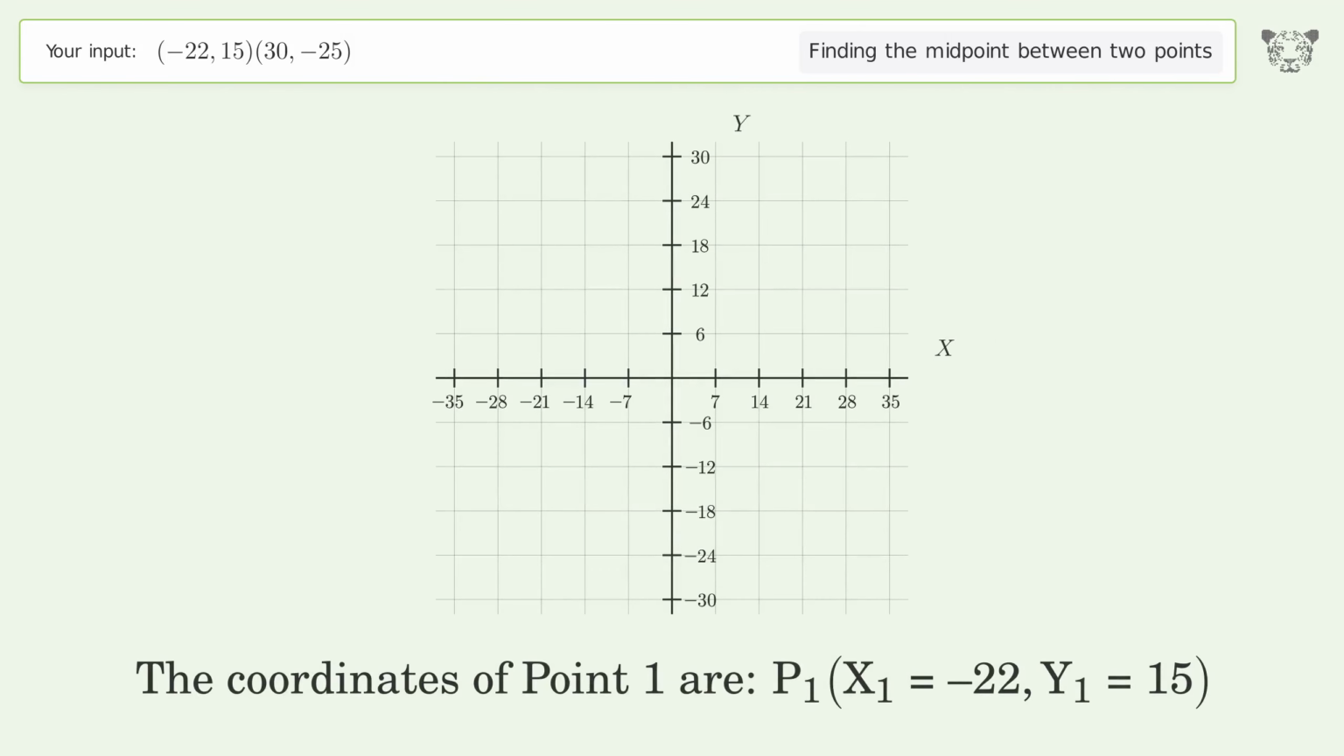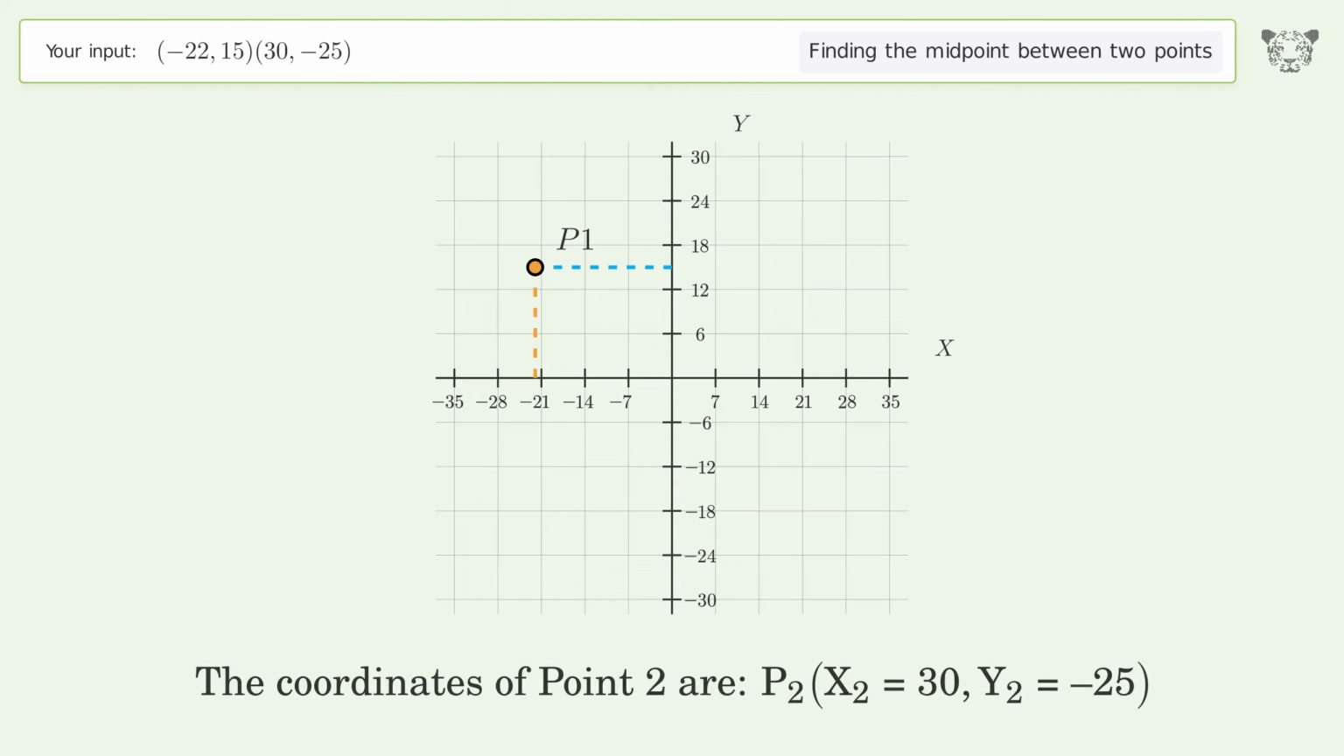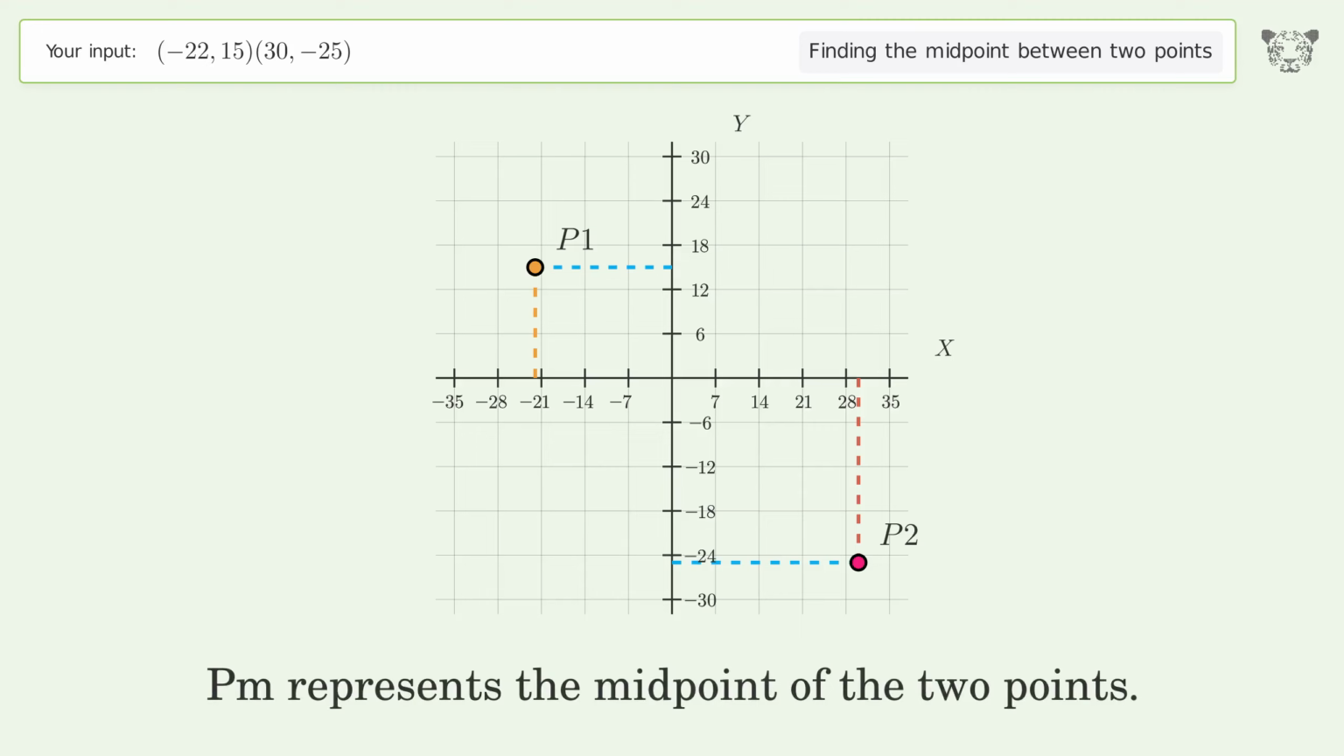The coordinates of point 1 are, x1 equals -22, y1 equals 15. The coordinates of point 2 are, x2 equals 30, y2 equals -25. PM represents the midpoint of the 2 points.